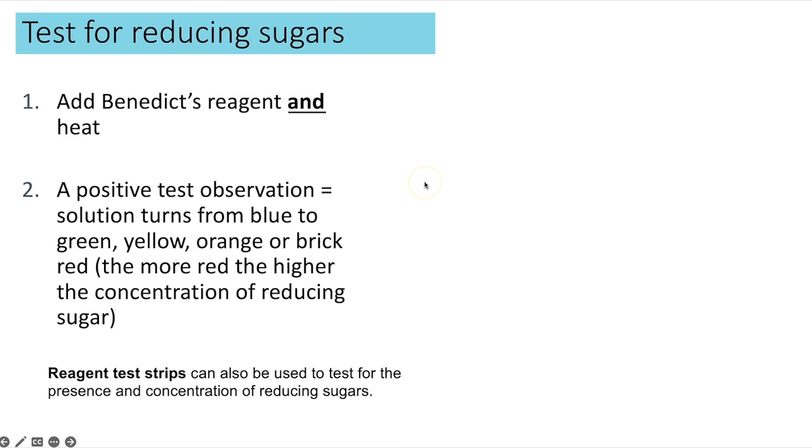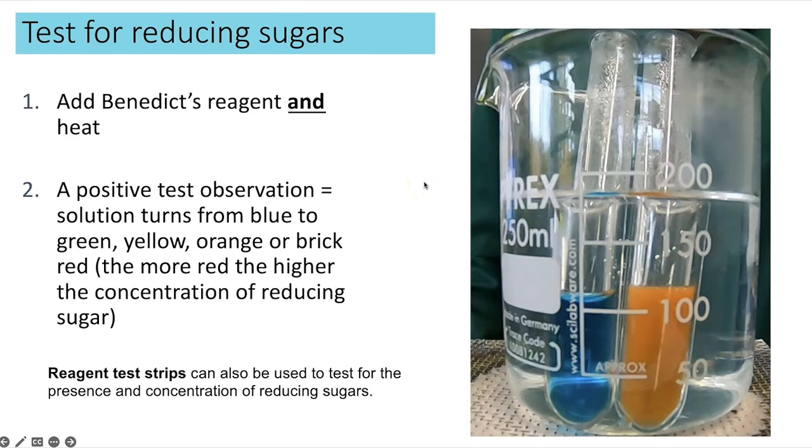The next then is to test for reducing sugars, and there's a bit more to it for this one. First of all, you need to add Benedict's reagent, which is this blue colour. But for this one, if you don't heat it up, the reaction won't happen. So the mark schemes will be really specific that you have to say add Benedict's reagent and heat. After heating, a positive test result will mean that that blue colour will change to one of these colours. And the more red it is, the higher the concentration of sugar present.